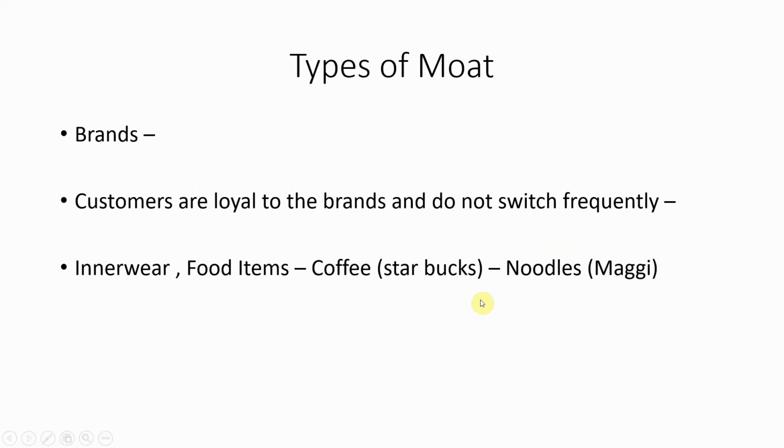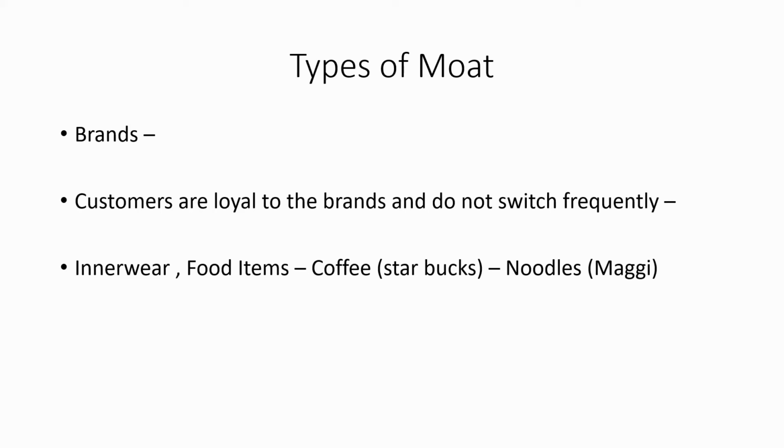The first one is brands. Brands like, let's say, Apple, or Jockey in innerwear. Customers are very loyal to these brands and do not switch frequently. Let's say you are an Apple user with an iPhone. Usually, you don't switch to Samsung and then go back to Apple with the next phone. Once you are an Apple customer, usually you'll continue buying the same product.